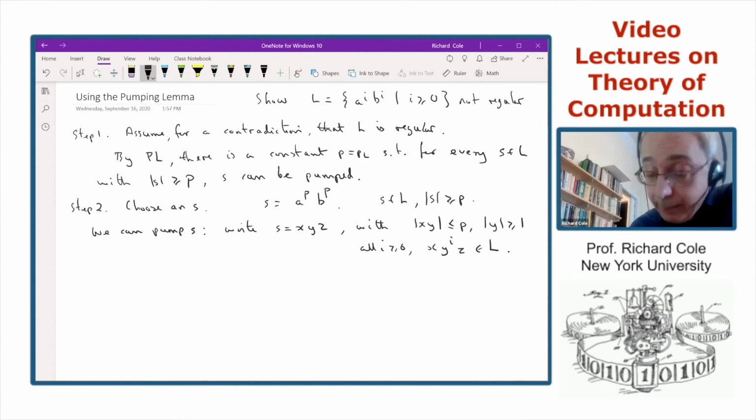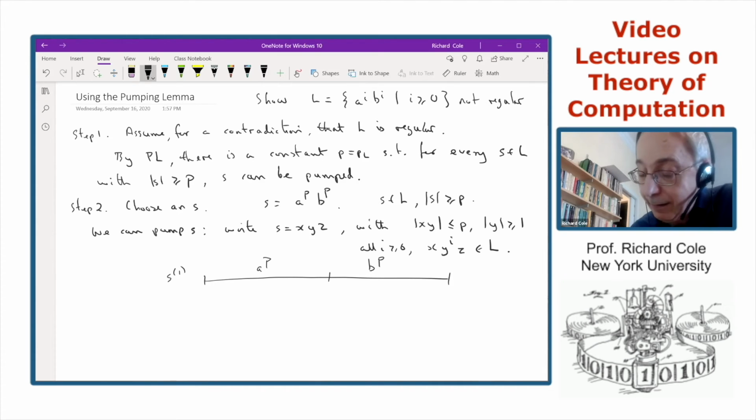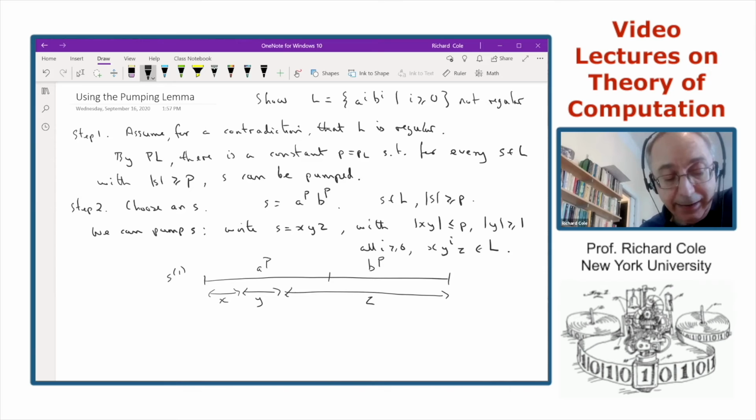So let's look at our original string, S or S1. So here's a drawing of it. It comprises P A's followed by P B's. And we can break it up into these three pieces, X, Y, and Z. And what we know is that Y has length at least 1, it's a non-empty string, and X and Y have total length at most P, which means they have to sit in this initial block of A's.